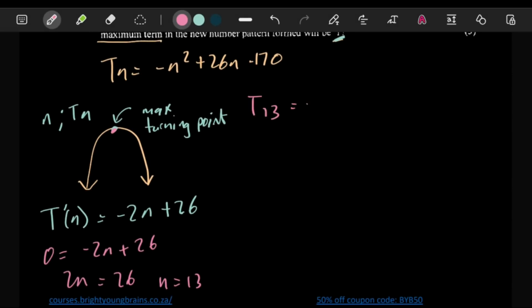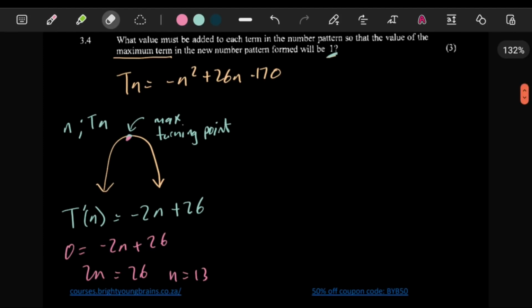T13 is negative or what? Come on, think. No, that doesn't make any sense. I feel like I'm rushing and getting lost here. It's a 3-mark question. What value must be added to each term in the number pattern so that the value of the maximum turning point of the new number pattern formed will be 1.